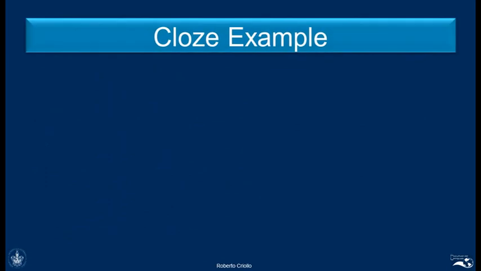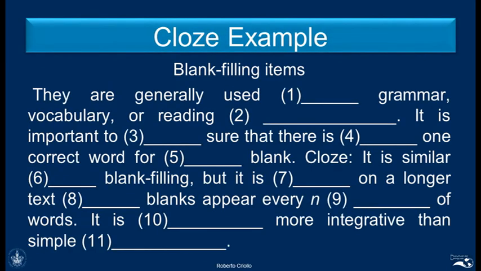This will be an example of a cloze. We have a paragraph. This is a paragraph from the book. And if you see, every 5 words, we have a blank.